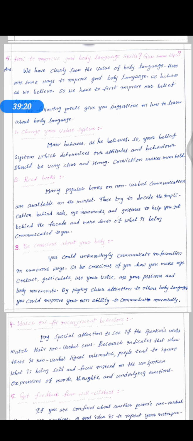Now, how to improve good body language skills and give some steps. How many steps are there? Seven. One, change your value system. Second, read books. Third, be conscious about your body. Fourth, watch out for incongruent behaviors. Fifth, get feedback from well-wishers. Sixth, practice in front of a mirror. Seventh, you need integrity. These are seven important tips for improving body language.